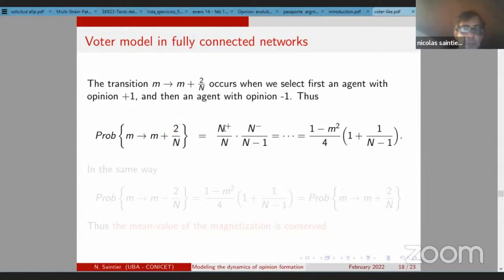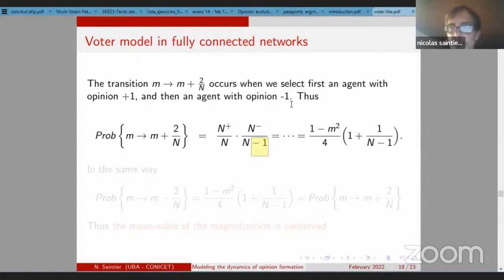So I have to pick one guy with opinion plus 1, and I do that with this probability because n plus is the number of individuals in the population thinking plus 1. I multiply it by the probability of choosing a guy with opinion minus 1 in the remaining of the population. And then just make some easy computation, replacing n plus and n minus by the magnetization and the total number of people in the population, right?